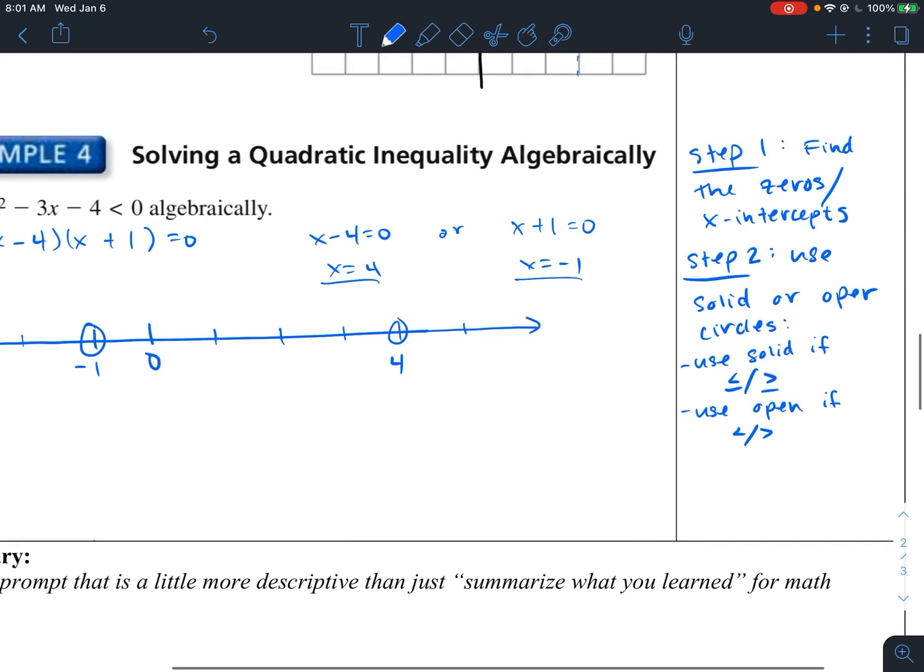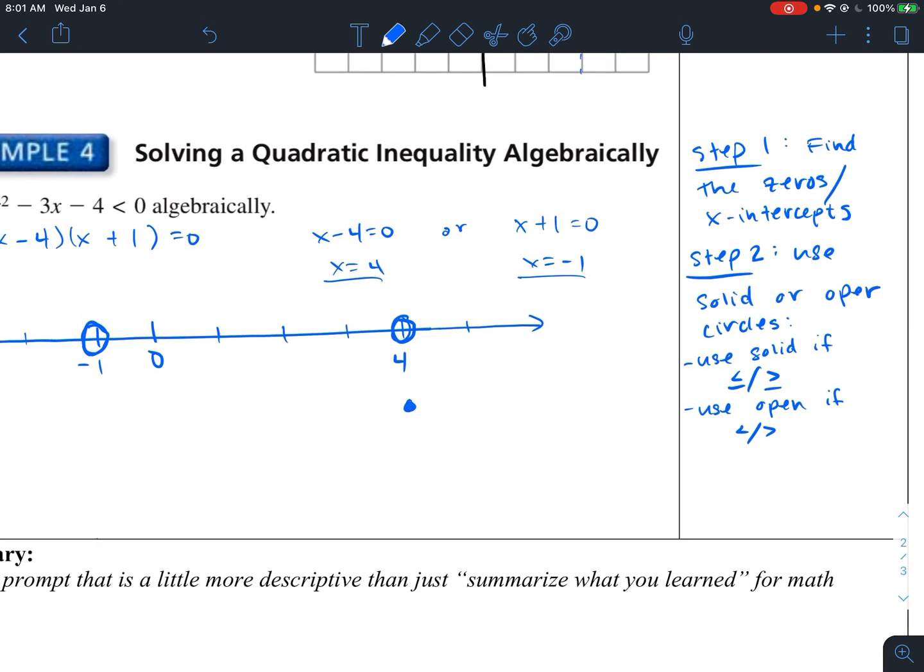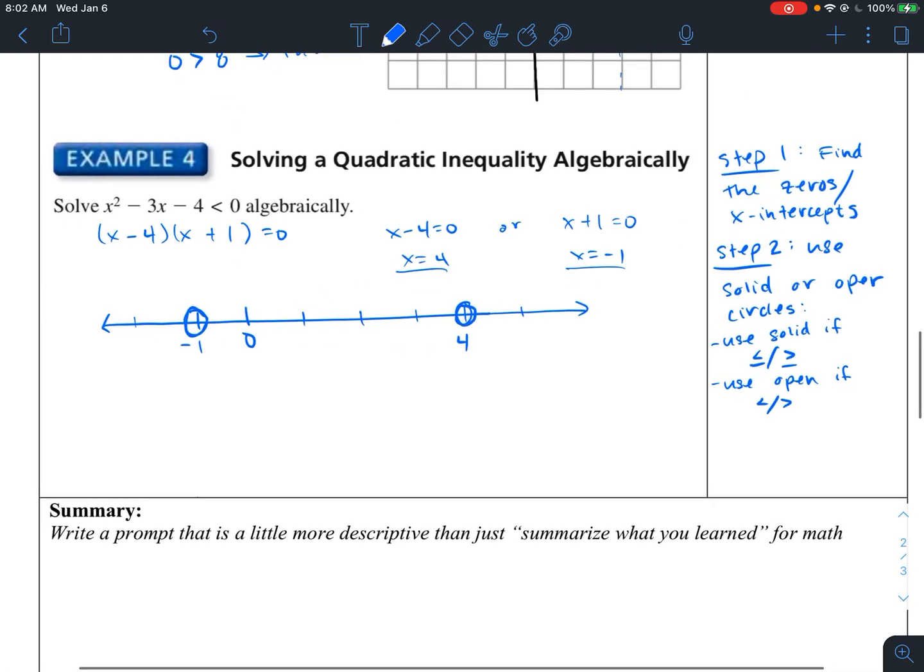So in this case, it's just less than. So my circles, like you see here, are open, not solid. If they were solid, they would look something like that. So that's just an indicator of whether or not it's less than or equal to, greater than or equal to, less than or greater than. Okay.